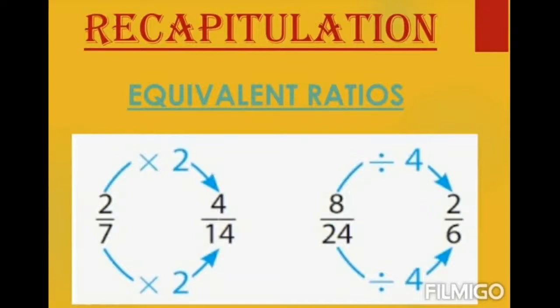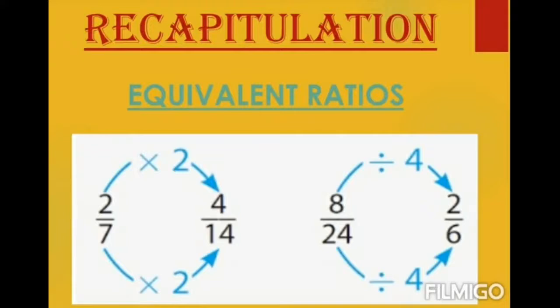Equivalent ratios can be obtained by multiplying or dividing both the terms, the antecedent and the consequent, by the same non-zero number. For example, 2/7. If we have to find 2/7's equivalent ratio, then we will multiply its numerator and denominator by 2. It will come 4/14. That means 4:14. Right?